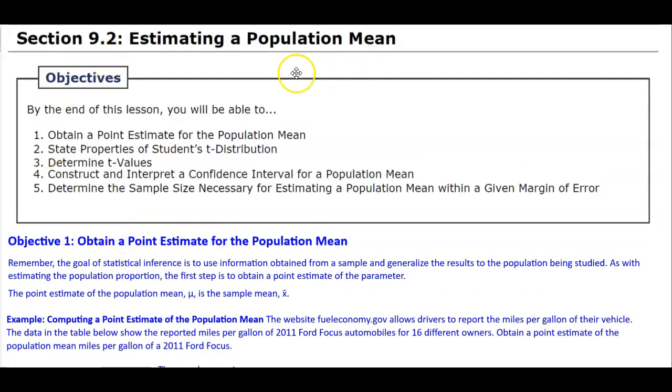Section 9.2, Estimating a Population Mean. By the end of this lesson, you will be able to obtain a point estimate for the population mean, state properties of the student's t-distribution, determine t-values, construct and interpret a confidence interval for a population mean, and determine the sample size necessary for estimating a population mean within a given margin of error.